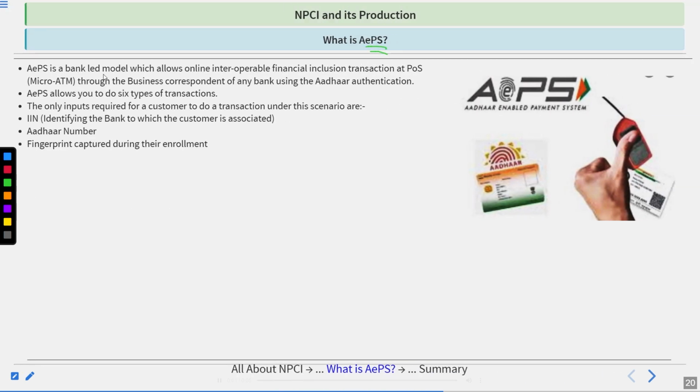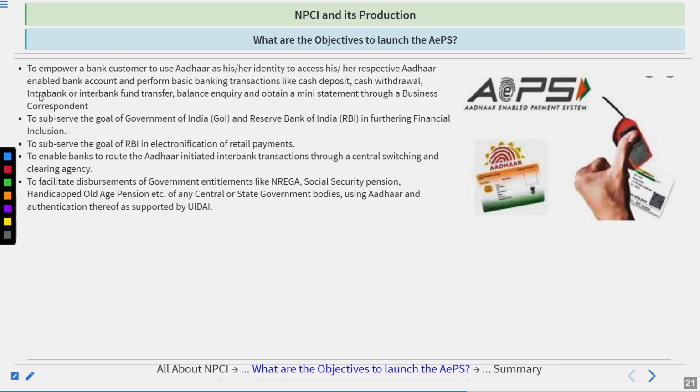What is AEPS? AEPS is actually a bank-led model which allows online interoperable financial inclusion transaction at POS, micro ATM through the business correspondent of any bank using the Aadhaar authentication. AEPS allows you to do 6 types of transaction. The only inputs required for a customer to do a transaction under this scenario are first is IIN, identifying the bank to which the customer is associated, Aadhaar number, and fingerprint captured during their enrollment.